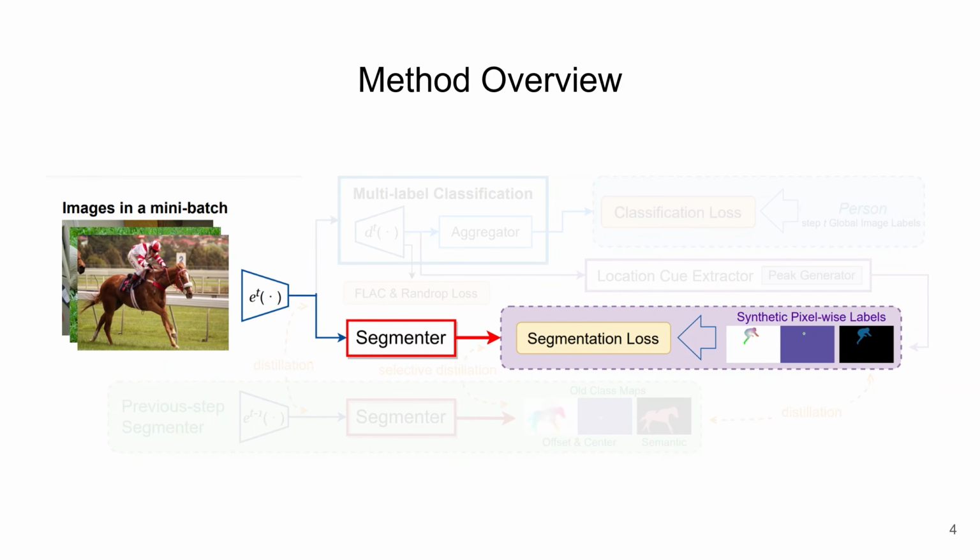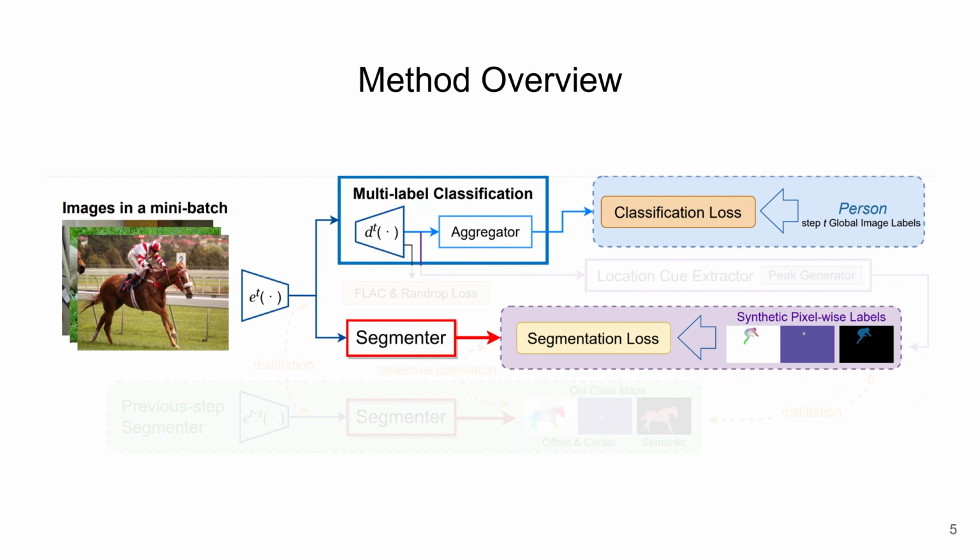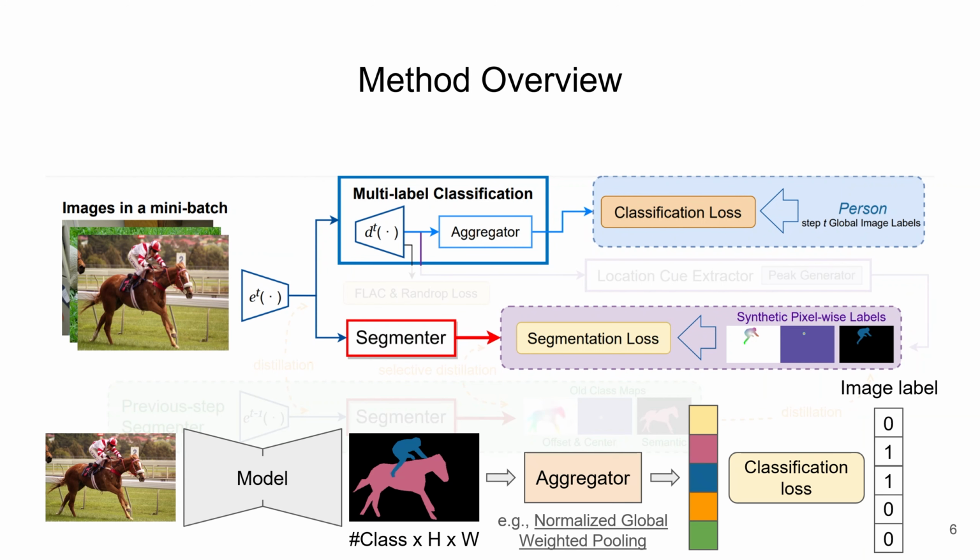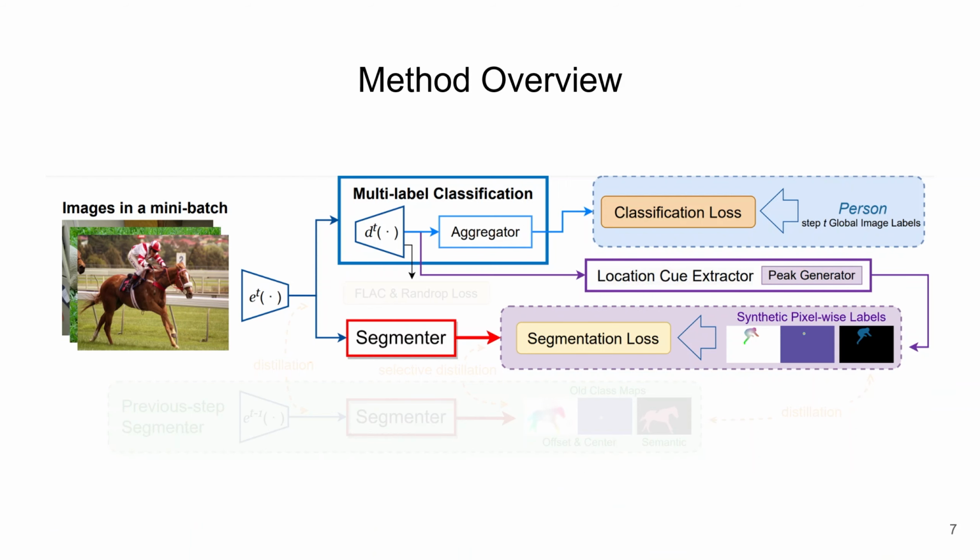In the following, I will give an overview of our method. Our method uses an encoder followed by a segmenter to learn the three maps as mentioned in the previous slide. First, to generate the semantic maps from current step image labels, we use an aggregator to aggregate the maps outputted from the decoder D into a classification vector to compute the classification loss. This is a common pipeline which can be seen in weakly supervised semantic segmentation. This training strategy allows the model to generate semantic maps by mapping back to the output before aggregation.